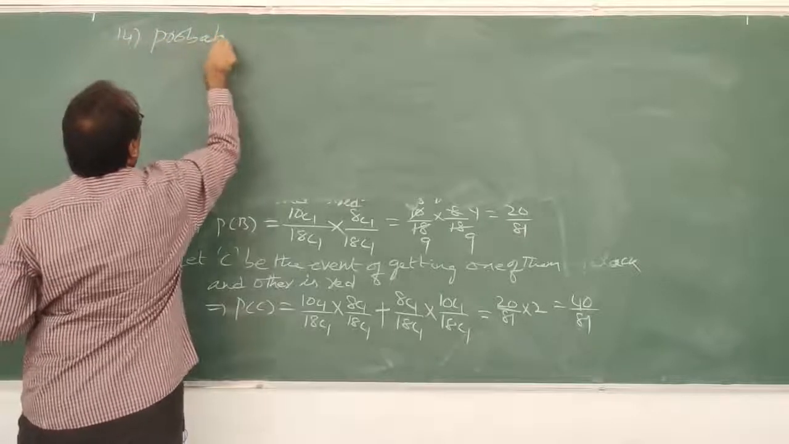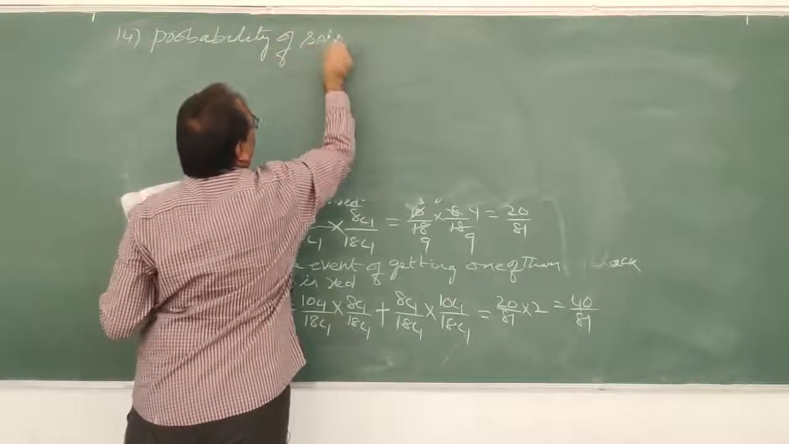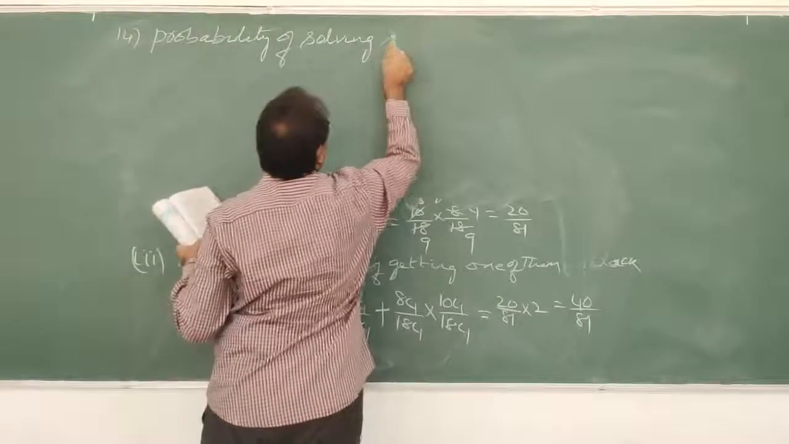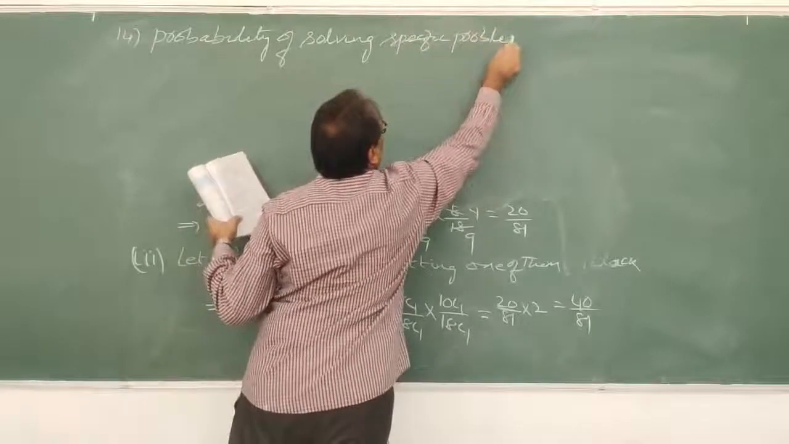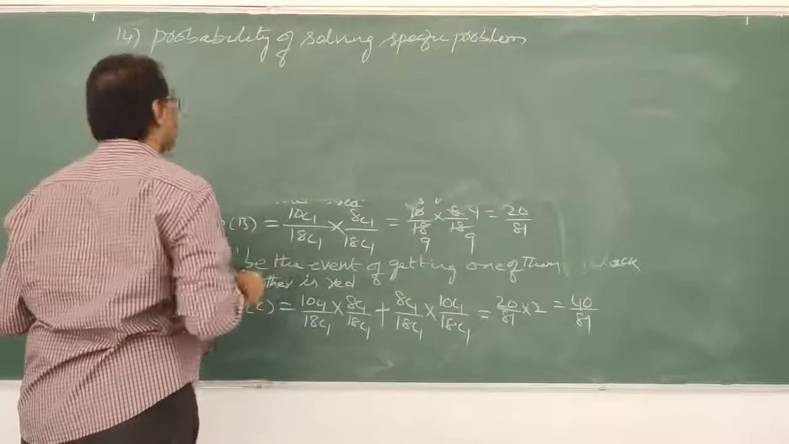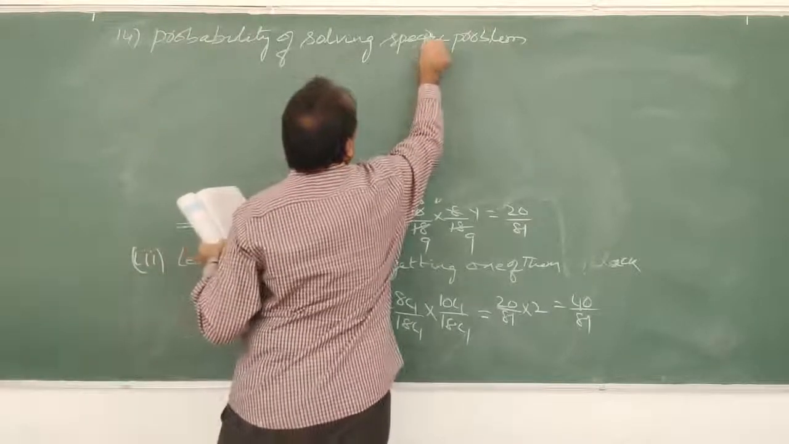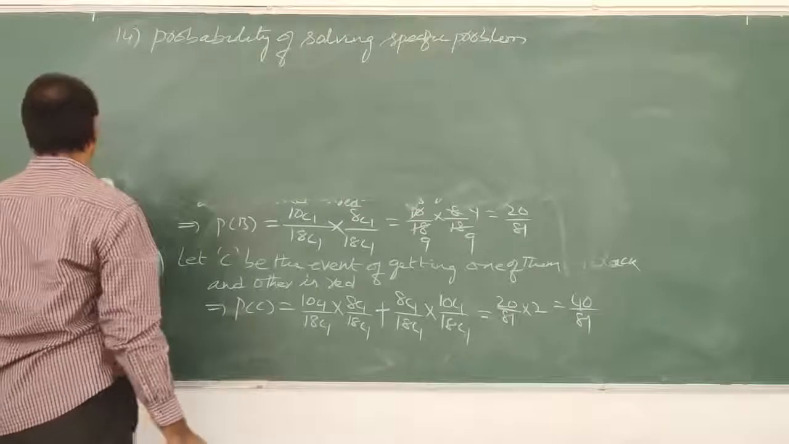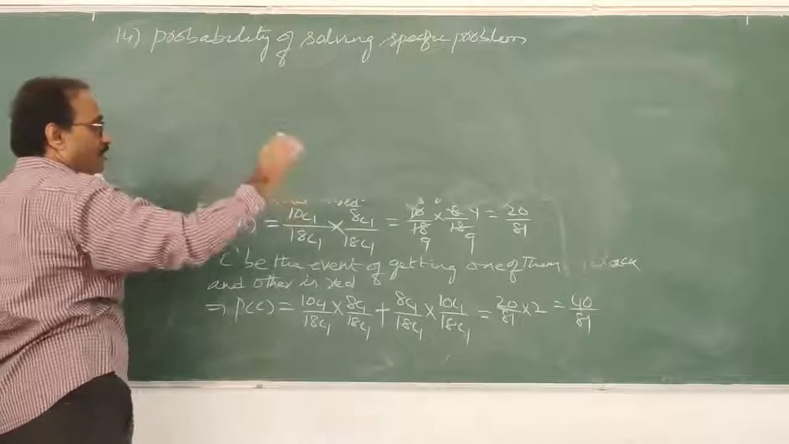Probability of solving a specific problem. The probability of solving the specific problem independently, and they don't have anything common: A will do separately, B will do separately.